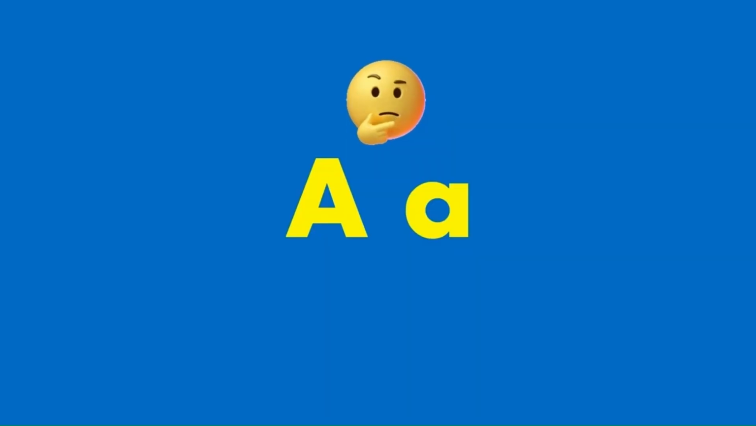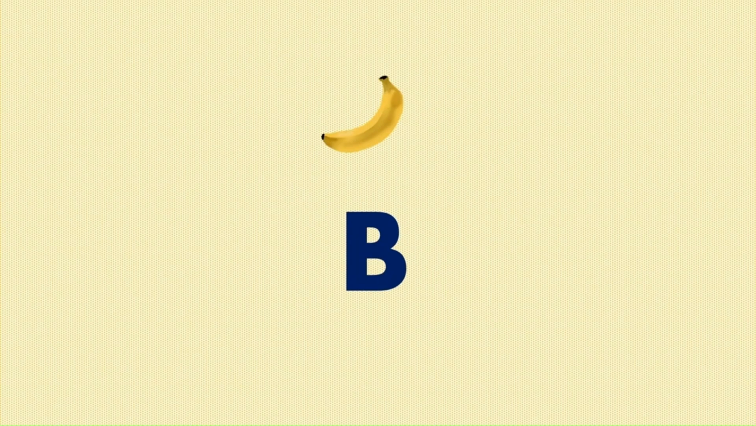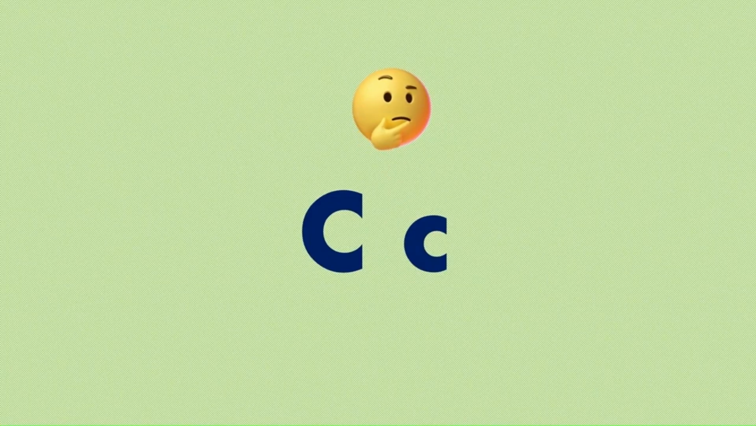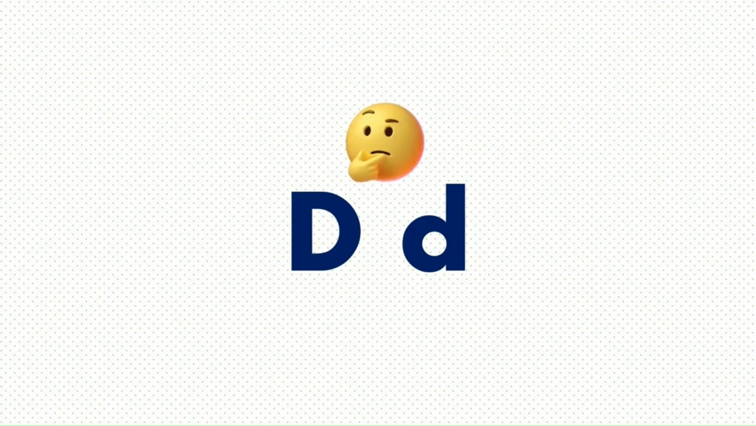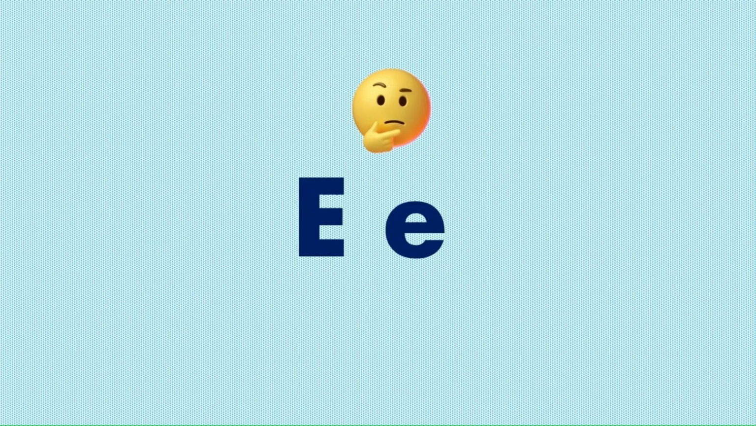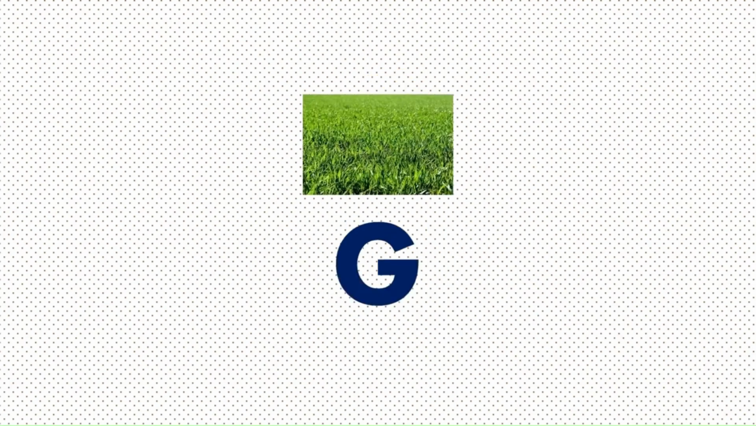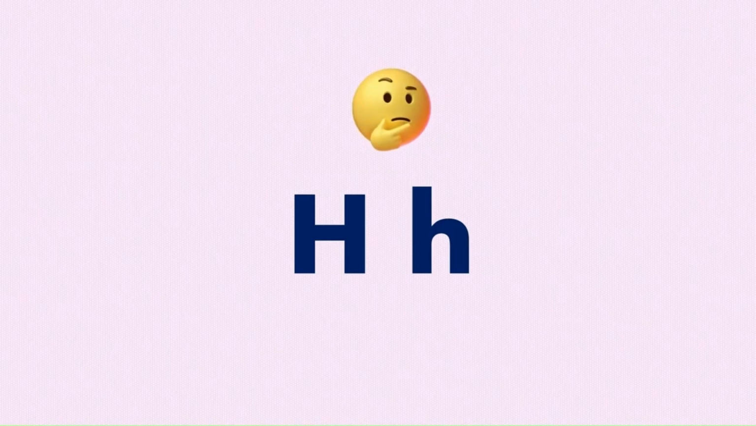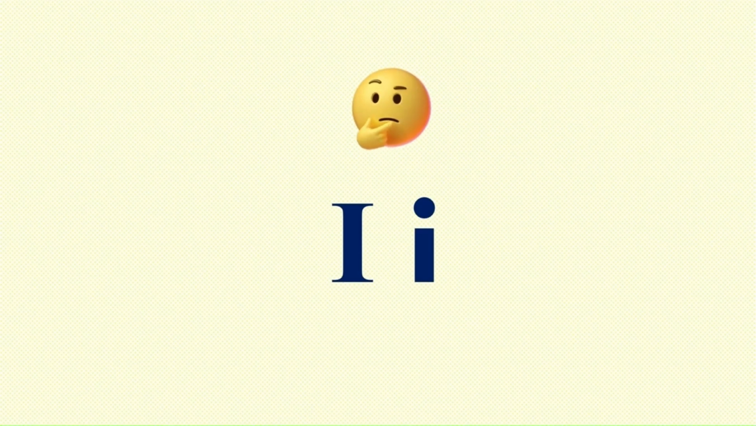What sound does this letter make? A, A. What sound does this letter make? B, B. What sound does this letter make? K, K. What sound does this letter make? D, D. What sound does this letter make? E, E. What sound does this letter make? G, G. What sound does this letter make? H, H.